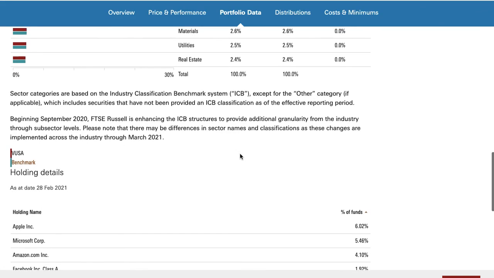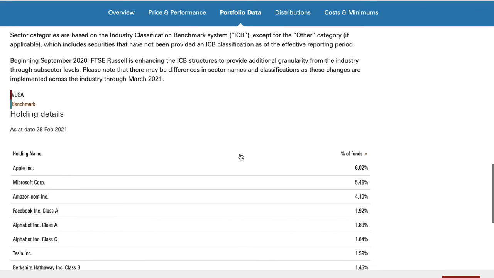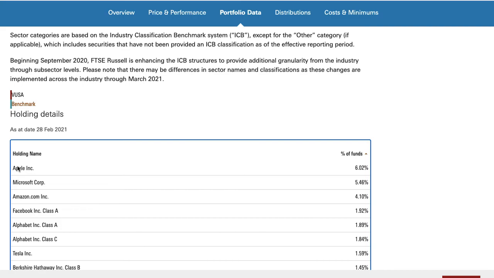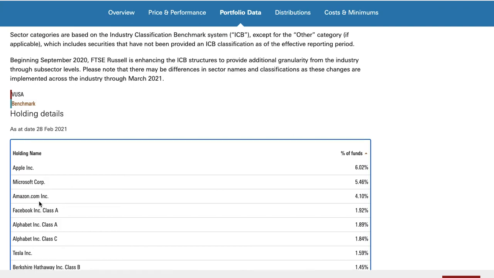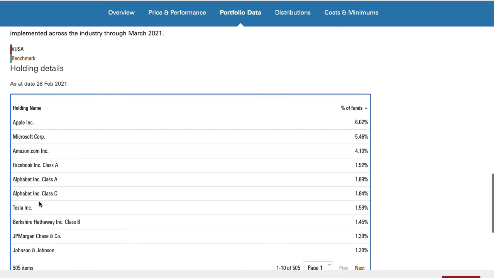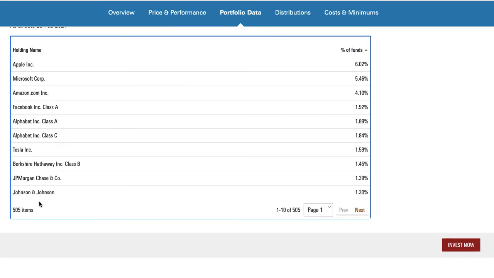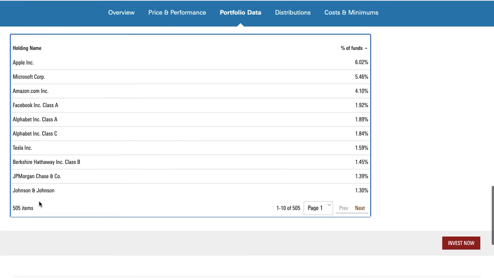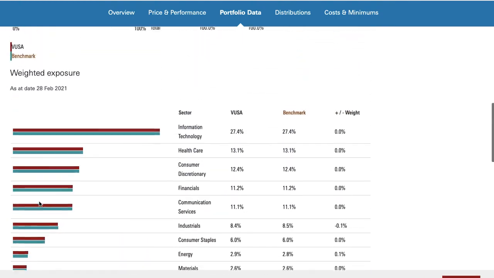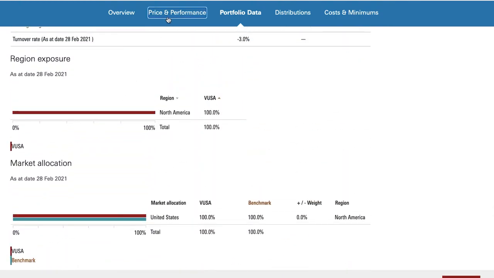And here you can see the biggest holdings in the stock. As I said, Apple operates everywhere. Yes, it is listed in the US, but its revenue is coming from everywhere. So there's a diversification within the company, like Microsoft, Amazon, Google, Facebook. So here you can see the different companies which are there. Now, let's have a look at the price and the performance.